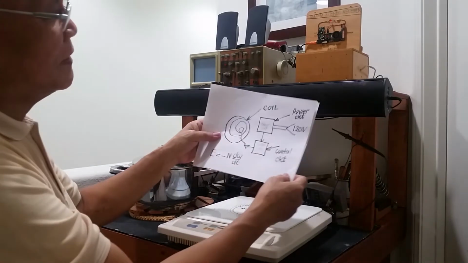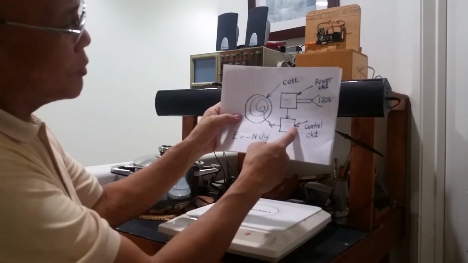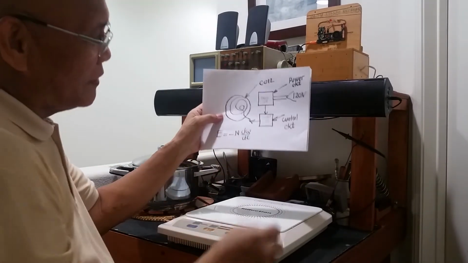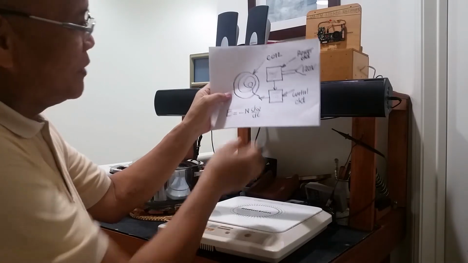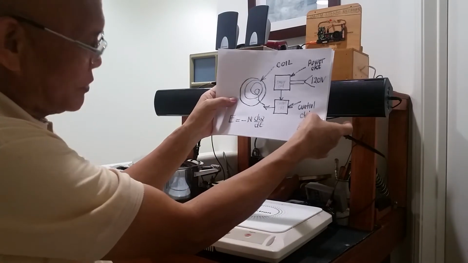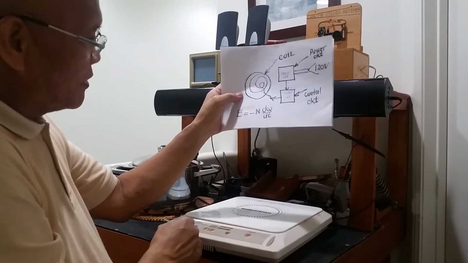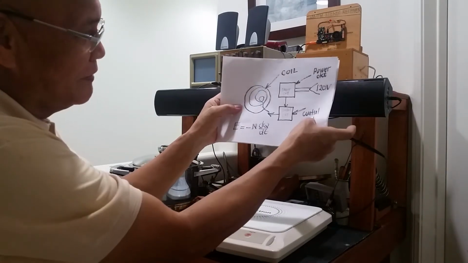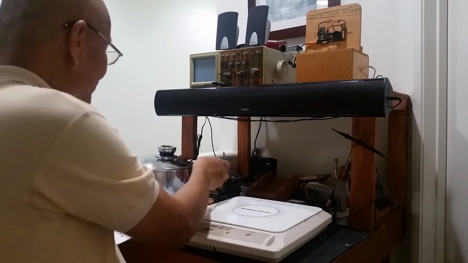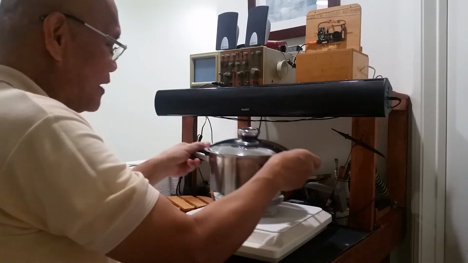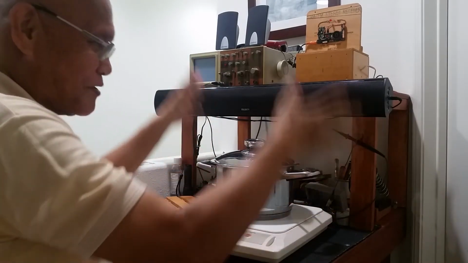Okay. Power circuit, control circuit, it's the coil. So you plug it in. You program the temperature setting by using the control circuit. You program the timer setting by using the control circuit. Okay. Put your cookware on top. That's it.